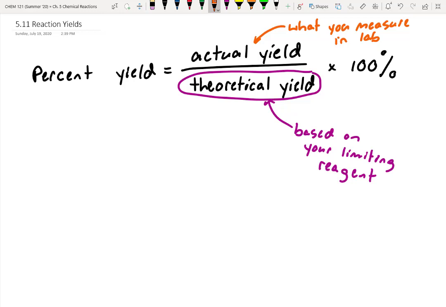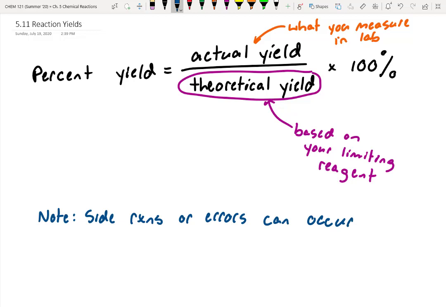All right, so then the question is, well, why would our actual yield, meaning what we measure in lab, ever differ from our theoretical yield? What's causing this discrepancy? And really what this is due to are side reactions. So side reactions often occur, and these lower the actual yield.